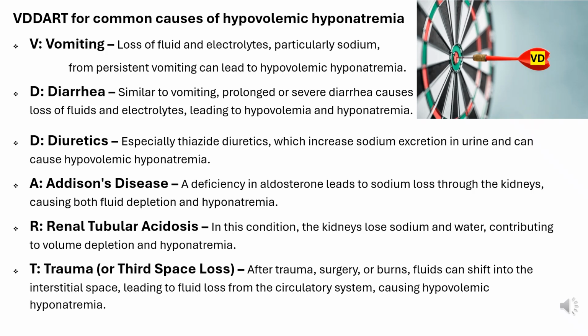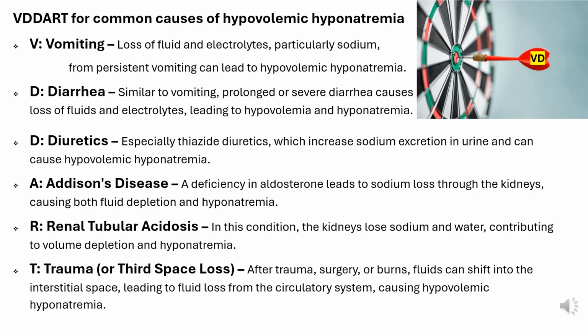The VD DART mnemonic helps remember the common causes of hypovolemic hyponatremia, which occurs when there is a decreased volume of extracellular fluid along with low sodium levels. V: Vomiting. Loss of fluid and electrolytes, particularly sodium, from persistent vomiting can lead to hypovolemic hyponatremia. D: Diarrhea. Similar to vomiting, prolonged or severe diarrhea causes loss of fluids and electrolytes, leading to hypovolemia and hyponatremia.